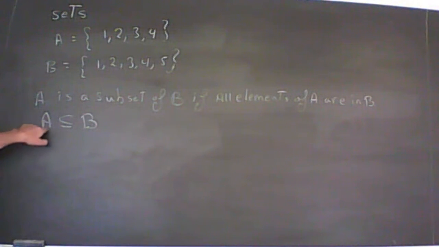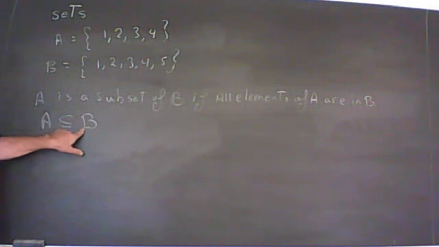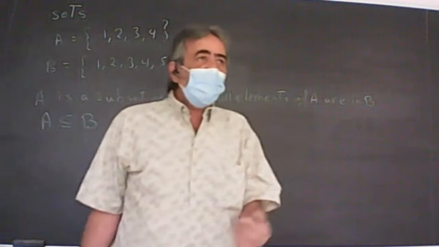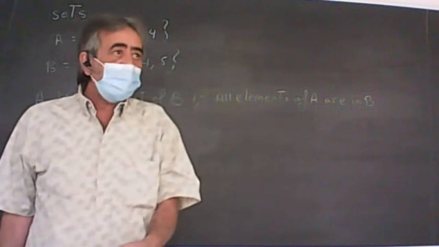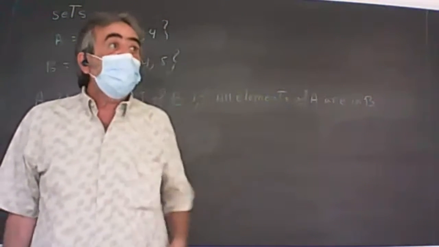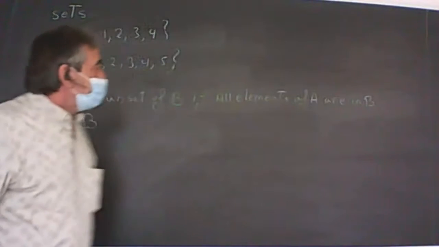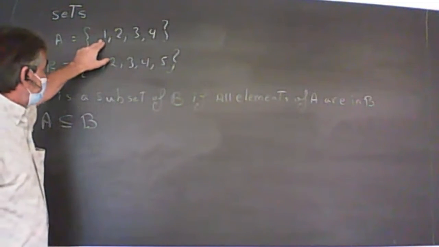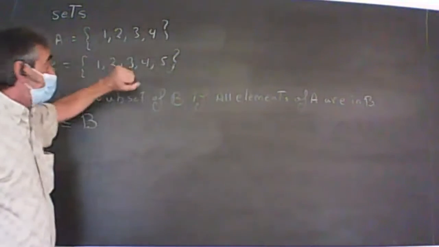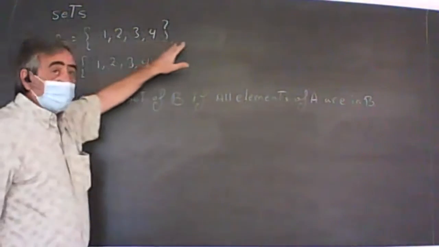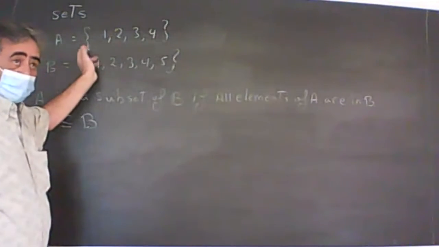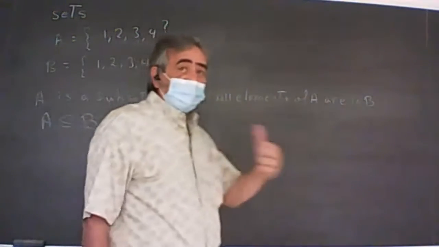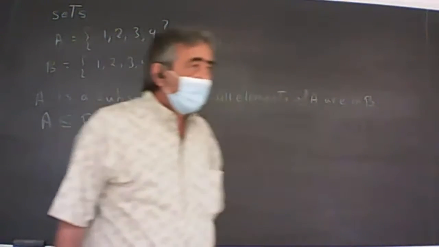We say A is a subset of B under one condition. That condition is all the elements in A must be in B. So when I look at these two sets, A contains elements 1, 2, 3, 4. By the way, I'm sorry, the set has to have a curly bracket, right? And every element is separated from the other element by a comma.